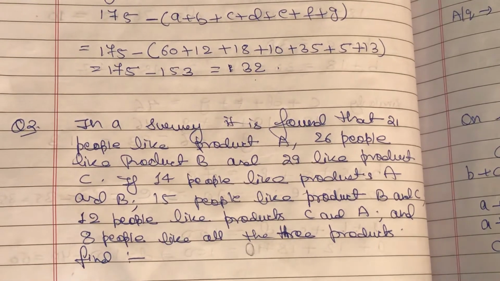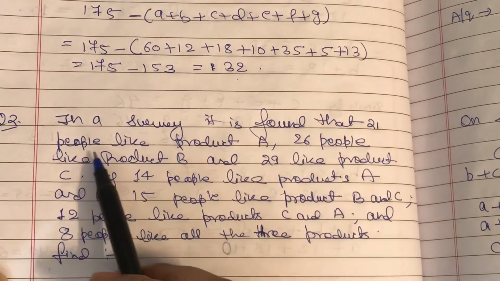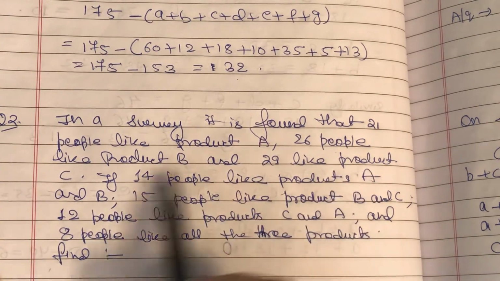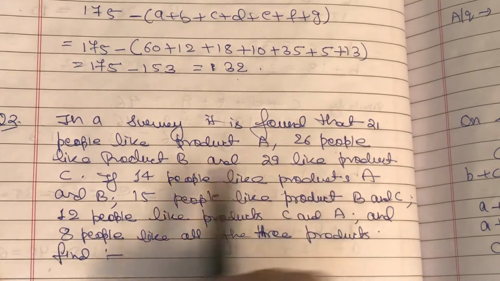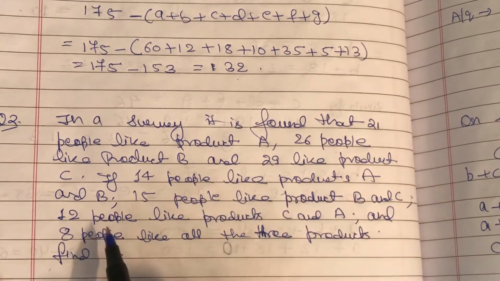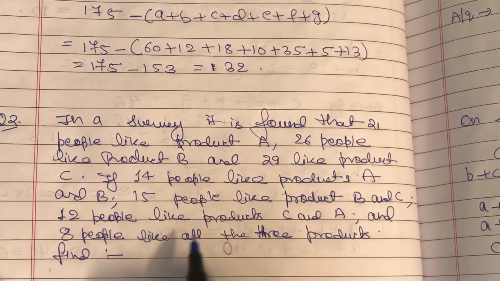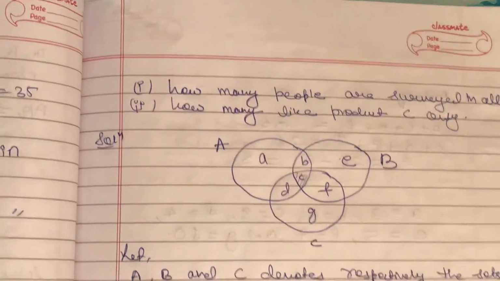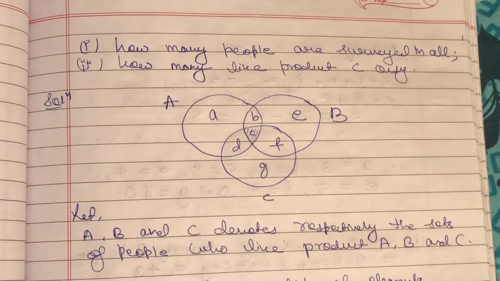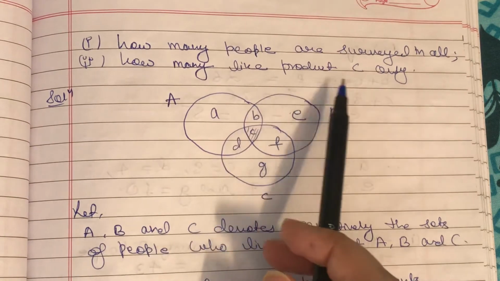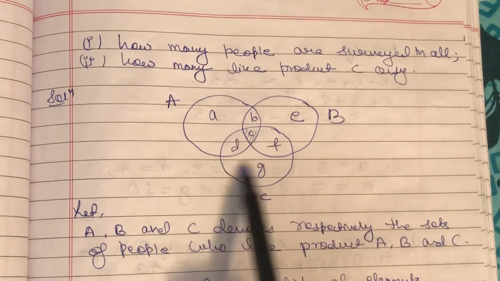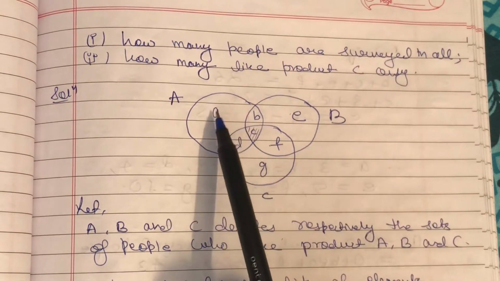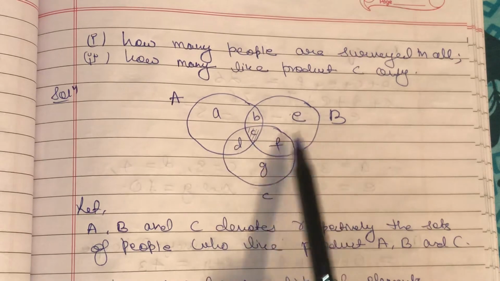The second question is: in a survey, it is found that 21 people like product A, 26 people like product B, and 29 like product C. If 14 people like products A and B, 15 like products B and C, 12 like products C and A, and 8 people like all three products, find how many people are surveyed in all and how many like product C only. Product C only means I have to find the value of G, and how many people are surveyed in all means I have to find A plus B plus C plus D plus E plus F plus G.